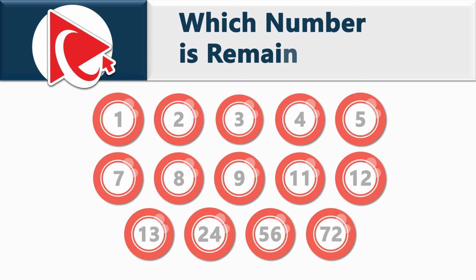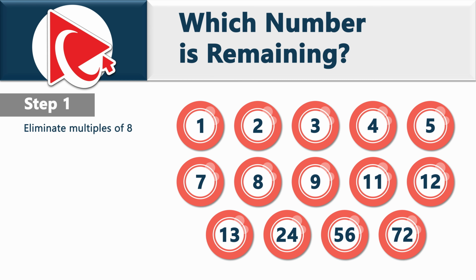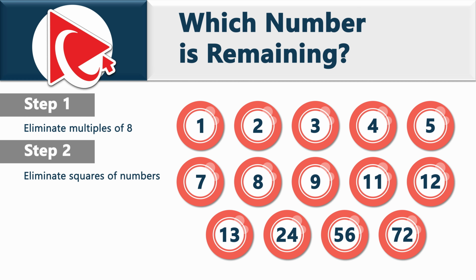You're presented with the series of numbers 1, 2, 3, 4, 5, 7, 8, 9, 11, 12, 13, 24, 56, and 72. You see all the numbers, right? Now we need to start eliminating the numbers. First step, you need to eliminate multiples of 8. In the second step, you need to eliminate squares of numbers. And then in the third step, you need to eliminate prime numbers. So, which number is remaining?